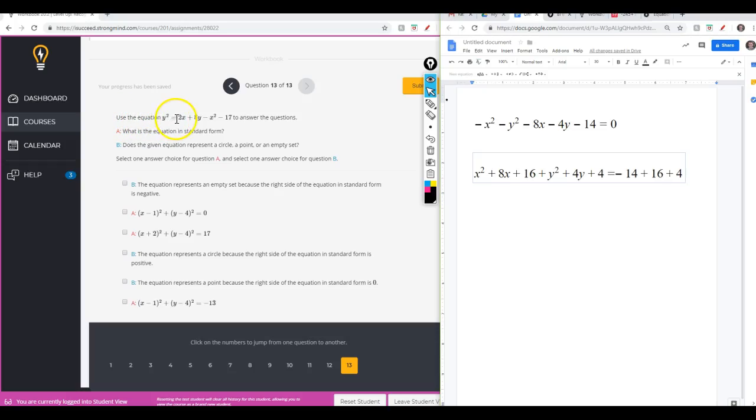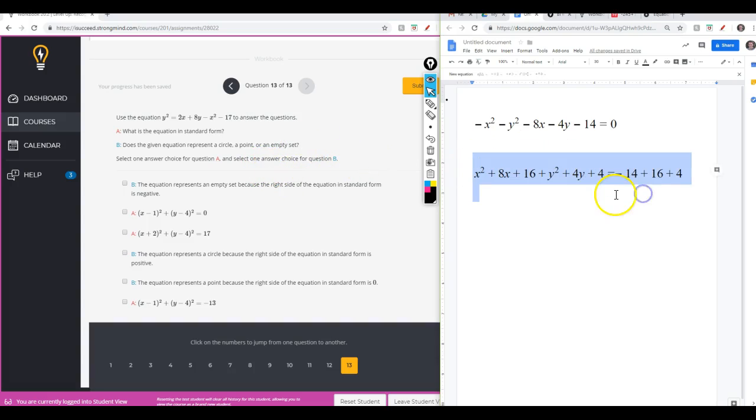Alright, use the equation y squared equals 2x plus 8y minus x squared minus 17 to answer the questions. What is this equation in standard form, and does the given equation represent a circle, point, or an empty set? Select one answer choice for question A and select one answer choice for question B.